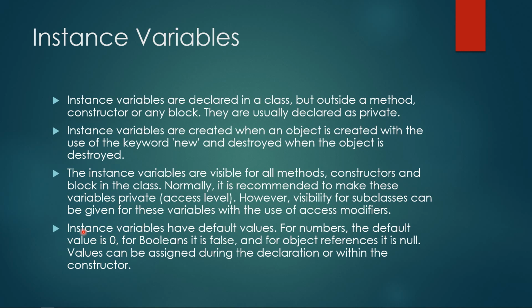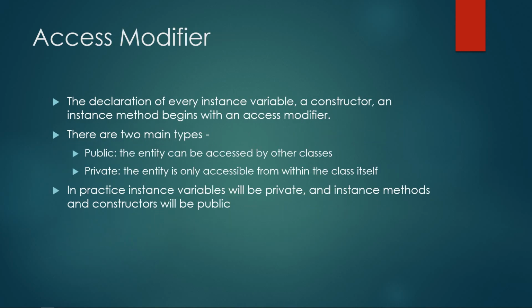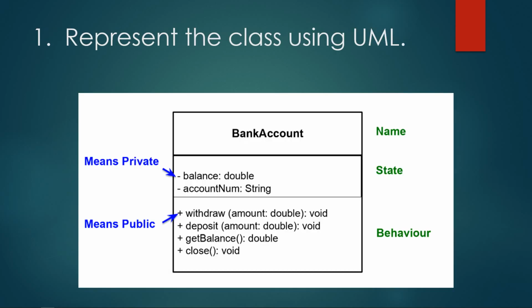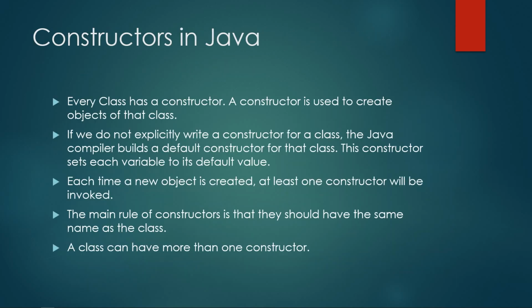So let me go back to the previous slide. If we do not explicitly write a constructor for that class, Java builds a default constructor. Since it has not been explicitly told any value to set the variables to, it will set each variable to its default value. So that's where default values come in handy for instance variables. Let's move on to the next point.